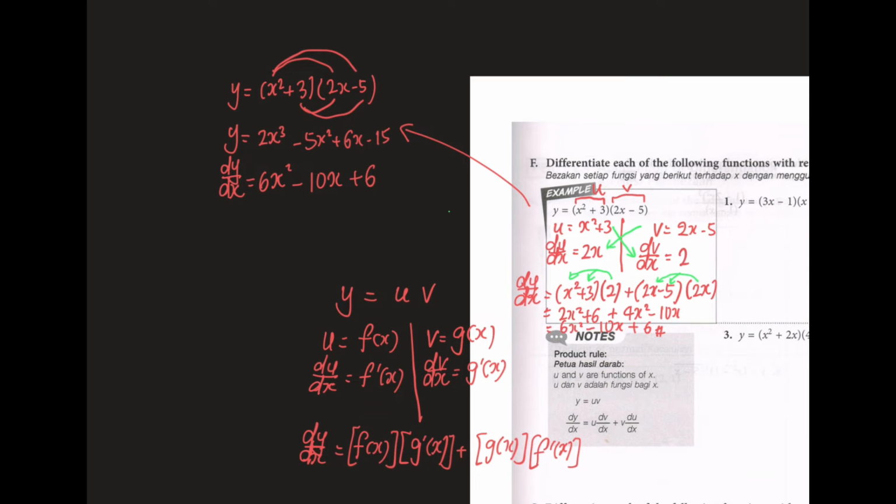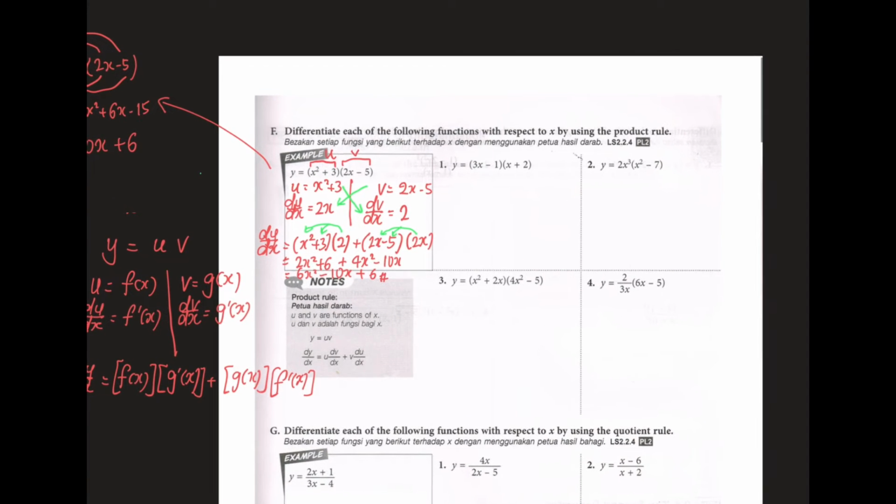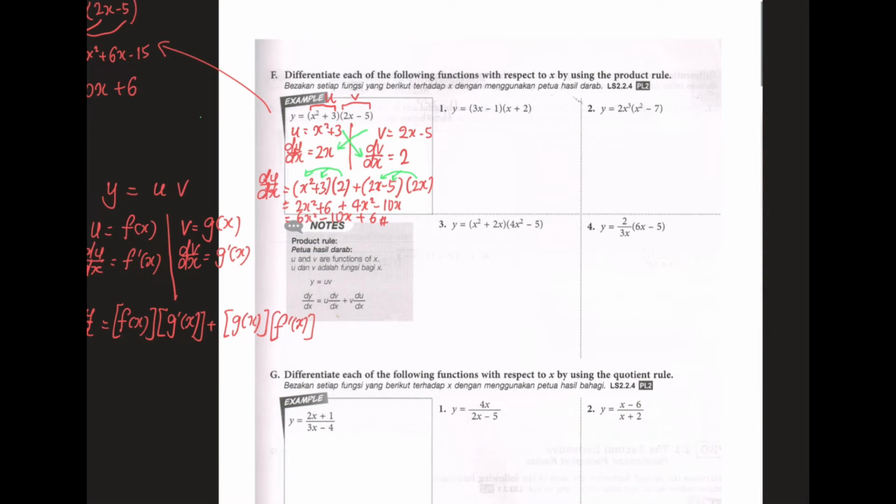Okay, let's see one more example. Of course, our focus today is product rule. So even though you feel it's not necessary to use it, we are still using it for practice purposes. Like for example this one, if I'm not going to use product rule, I just expand and then differentiate. But the question said you have to use product rule, so we have to use it. For this case also, I can easily expand, so let's see one more example.